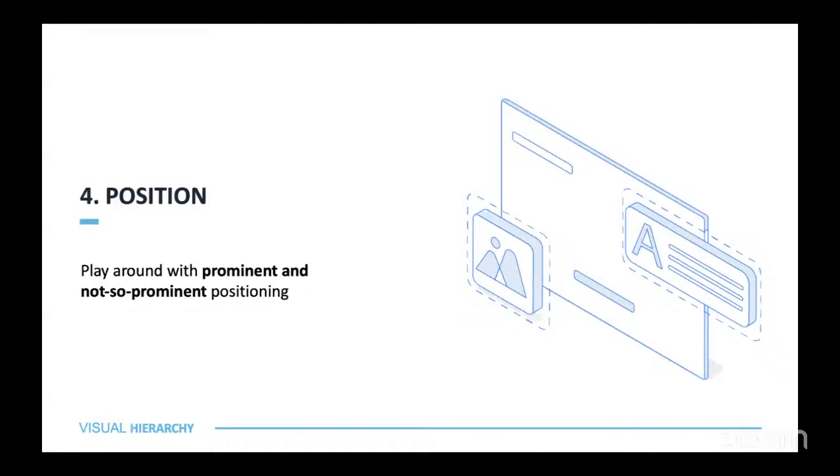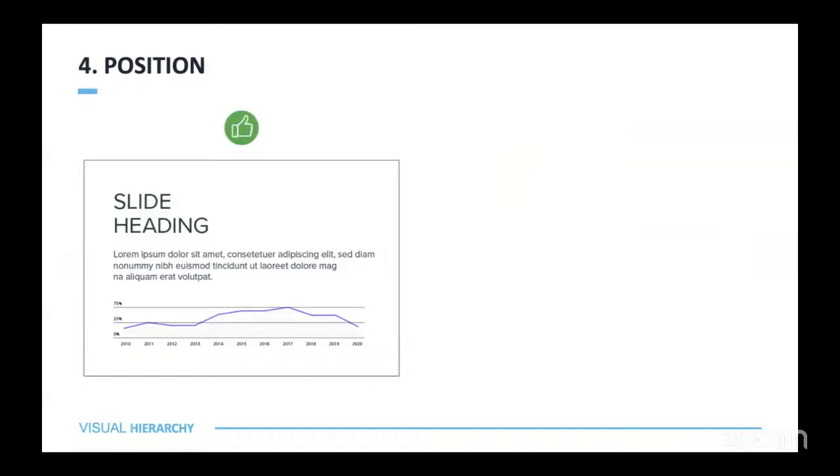So the next point is position. Where you place your items on your slide gives them more prominence. When you design your slides, why not try to play around with prominent and not so prominent positionings of items on each slide? Larger slide headings at the top of the slide give your heading more prominence. Now, this is also good practice if you're speaking about accessibility, that you keep your text aligned to the left-hand side, keep your headings at the top.